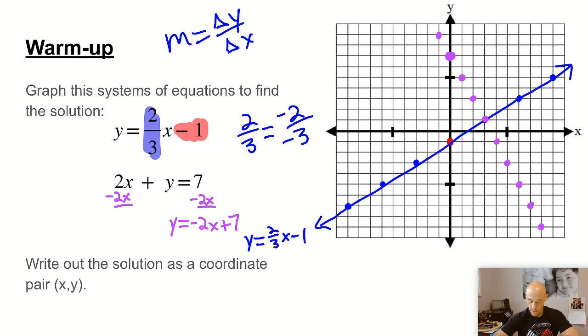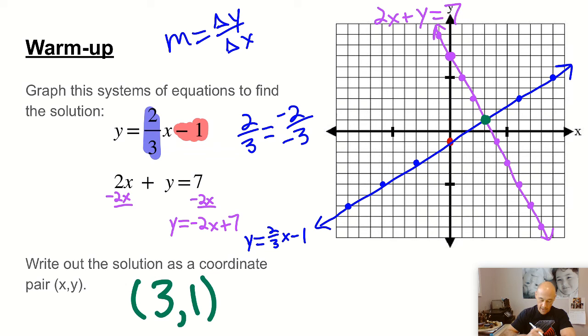All right, so there are all those points that are on my line. And that is my original equation, 2x plus y is equal to 7. And I can see that the place where those two lines intersect is right there at the point (3, 1). That is my solution to the system of equations.